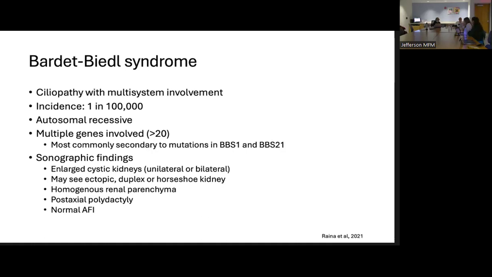Another ciliopathy with multi-system involvement, Bardet-Biedl syndrome. We could do a whole lecture on ciliopathies, obviously, and each one could be its own lecture. But incidence is 1 in 100,000, autosomal recessive, multiple genes involved, more than 20. It's most commonly secondary to mutations in BBS1 and BBS2. Sonographic findings are again enlarged kidneys. They can be unilateral or bilateral. You may see ectopic, duplex, or horseshoe kidney, homogeneous renal parenchyma, post-axial polydactyly. So if you're seeing that with kidney, you should be thinking this, normal AFI.